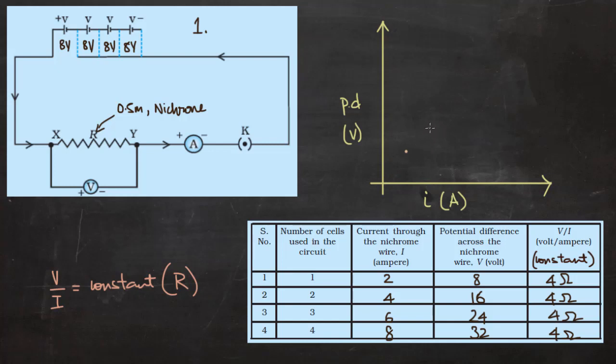So (2, 8) might be somewhere over here, (4, 16) somewhere here, (6, 24) here, and (8, 32) here. We see that all of them roughly fall on a straight line. Let's draw a straight line to confirm. My straight line starting from the origin would lie something very close to this. So this linear relationship shows that the potential difference V is proportional to I. This is a linear relationship.